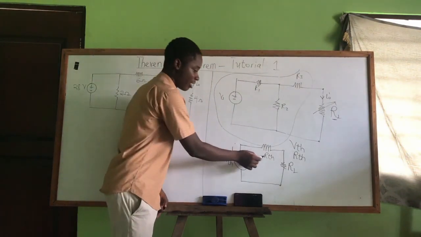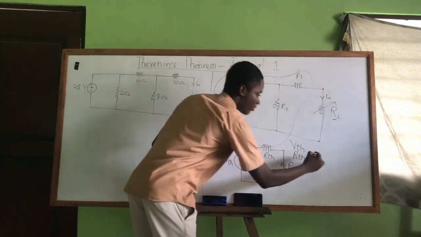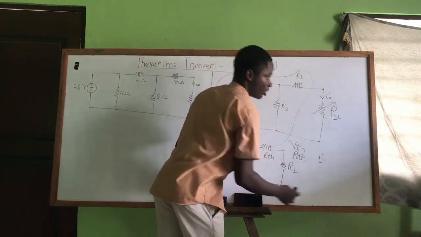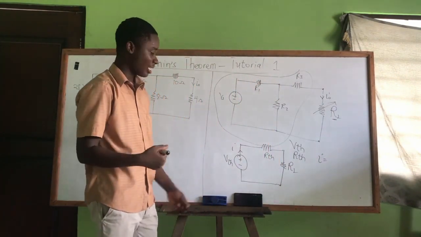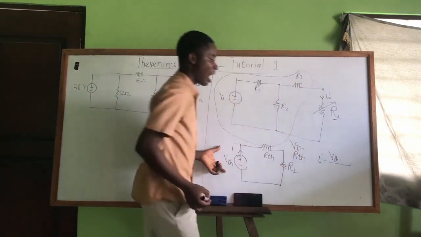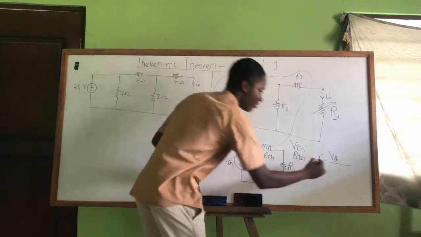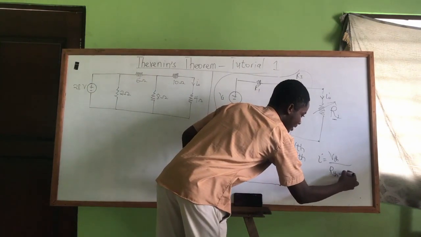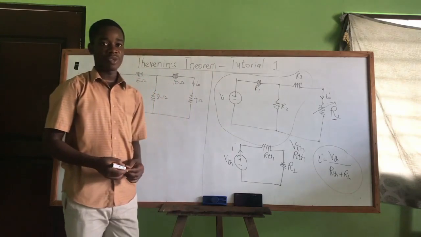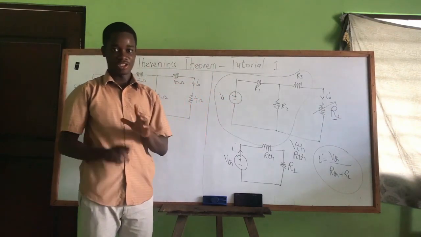We know that this Rth and this RL are connected in series. So if I want to find the current I moving through the RL, it is going to be V over R. But the V we are talking about is the Vth. So I have Vth over the R, which is these two in series. We are using Ohm's law. So I have Rth plus RL in series. That will help you get the current flowing through your load using Thevenin's theorem.